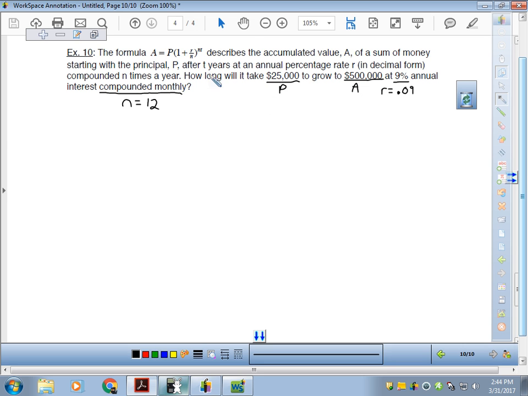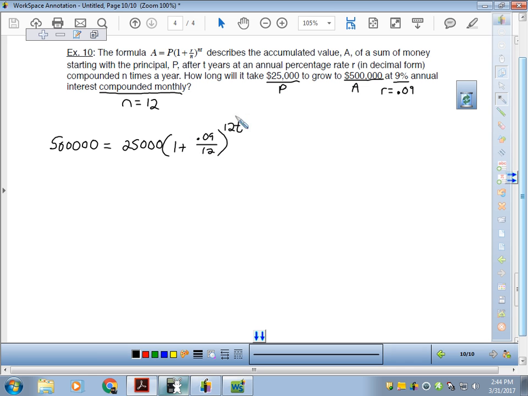So we take all of this and fill it into our equation. For A, we have 500,000. For P, we have 25,000. And we have 1 plus, for r, 0.09 over, for n, 12. Close the parentheses. Up here in the exponent, we have another n, which means 12 again. And then we have t, which we don't know. So t is our missing variable. That makes sense because it asks us how long, which would be time, which is t.